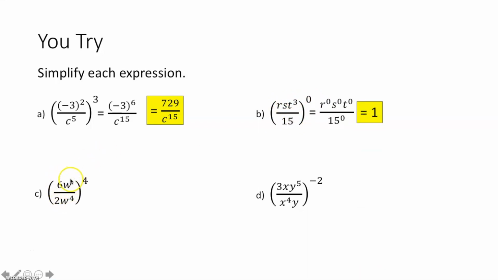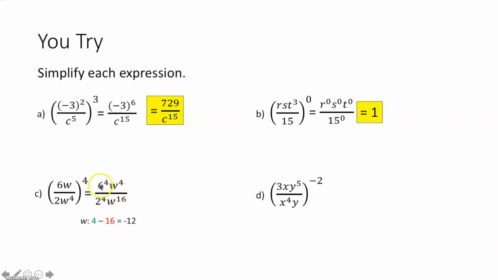We need to raise the numerator to the 4th power and the denominator to the 4th power. So when you raise the numerator to the 4th power, it's going to be 6 to the 4th and w to the 4th. In our denominator, it's going to be 2 to the 4th, and it's going to be w. Since it's already to the 4th power, you have to multiply power to a power. You end up getting w to the 16th. Now, here, these are like bases. So what we can do, when you divide like bases, you subtract the exponents. What's 4 minus 16? That's going to be -12.